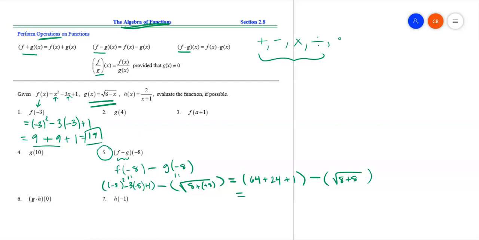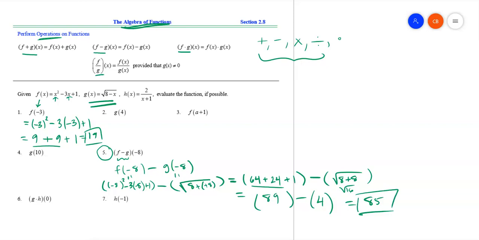And then we can simplify a little bit. 64 plus 24 is 88, and then plus 1 more, so it goes 89. Minus, and this one's going square root of 16, which is 4, so minus 4, which is 85. So that's very good.